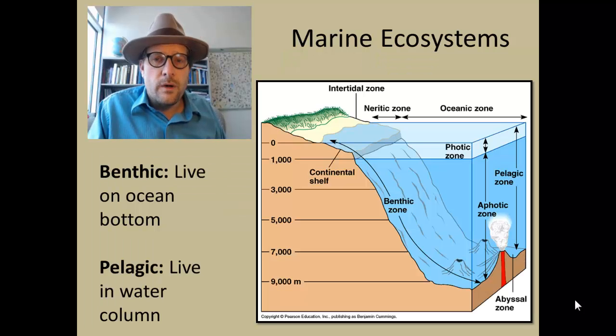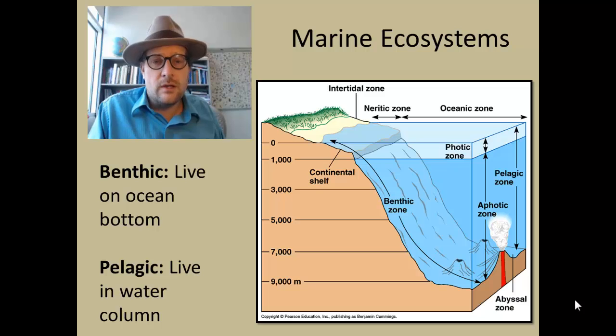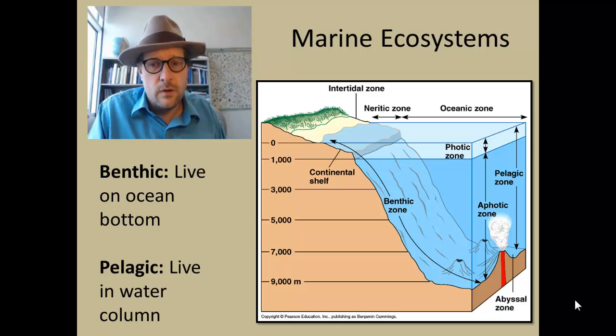So oftentimes organisms' habitat can be classified in 2 ways: benthic organisms and pelagic organisms. Benthic organisms are organisms that live on the ocean floor or the ocean bottom, whereas pelagic organisms live within the water column. Now, the benthic zone could include any organism that lives on the bottom, at the bottom of the ocean. So this could be along the continental shelf, or it could be deep within the deep ocean, the abyssal plain. Pelagic is the same way.